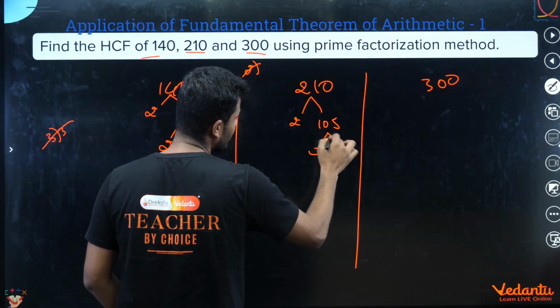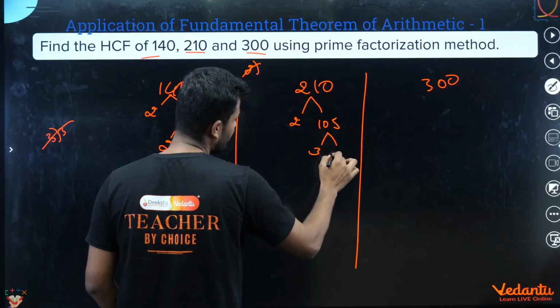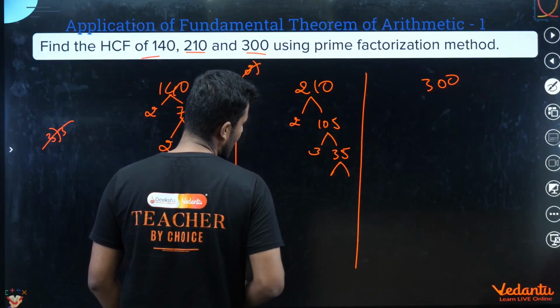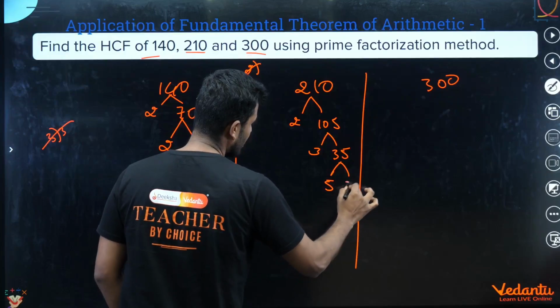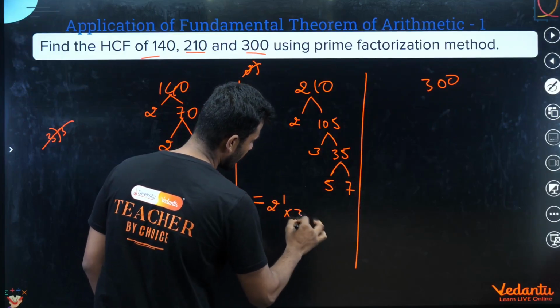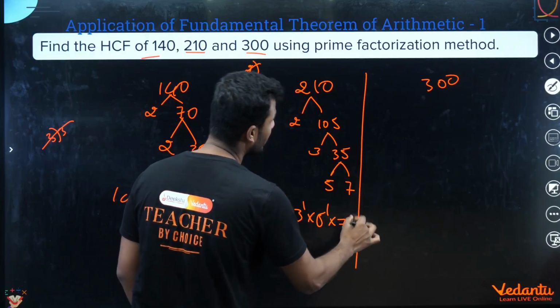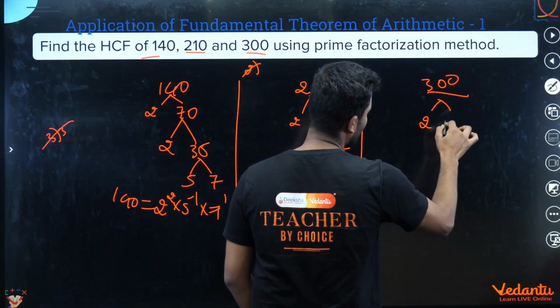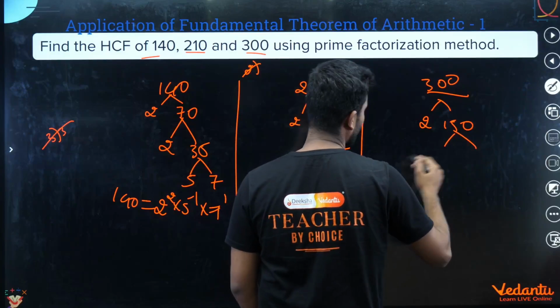3 3s are 9, and 3 3s are 9 and 3 5s are 35. 3 35s are... and same, 5 7. It's nothing but 2 power 1, 3 power 1, 5 power 1 and 7 power 1. Last one, 300. 2 into 150.